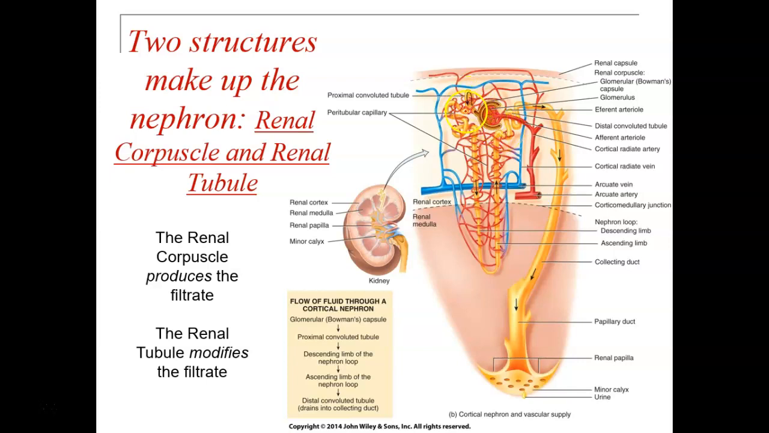Now the renal tubule here functions to modify the filtrate. Just like the renal corpuscle produces the filtrate, the renal tubule is meant to modify it. What if there are certain molecules like glucose, sodium, potassium, or certain amino acids that we want to reabsorb back into the bloodstream? We can do that along the renal tubule. If you're thinking that doesn't make a lick of sense, don't worry. That's what we're going to be spending the next 20 minutes on.